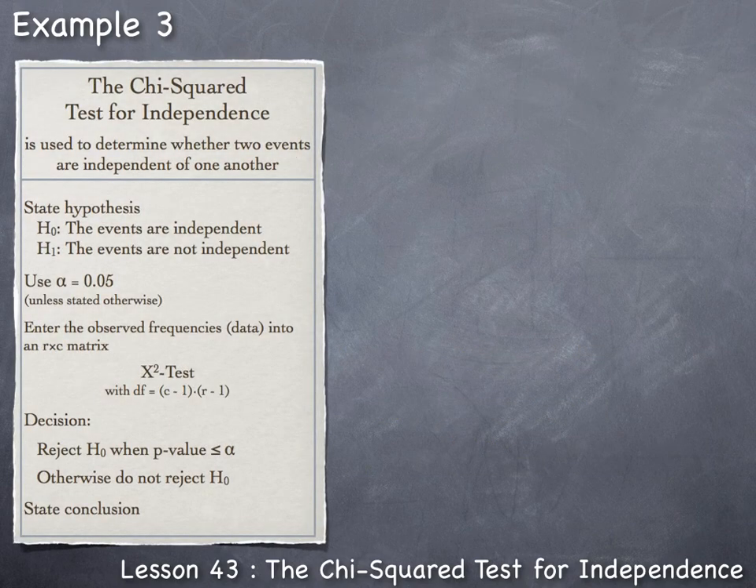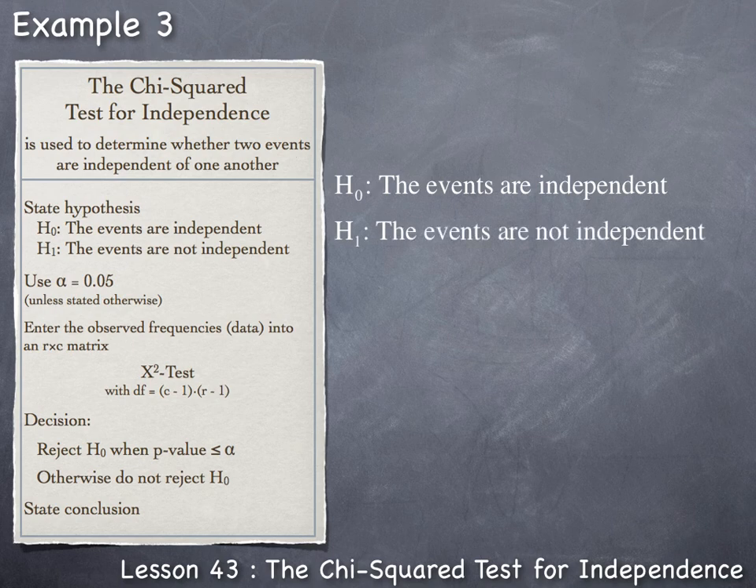So, referring to our guide, which shows us the steps to follow in the chi-square test for independence, we start by stating the hypotheses, H0 and H1. In the chi-square test for independence, H0 is always stated that the events are independent of one another. And H1 is always stated that the events are not independent of one another. After stating the hypotheses, we then identify alpha, the level of significance. Here we use the customary alpha of 0.05.